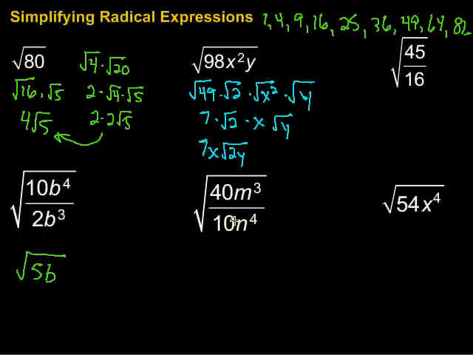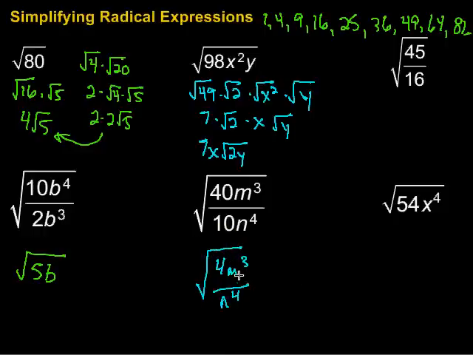Okay? Let's go down here to try this one. Again, the first thing I want to do is try and simplify within the square root. If I can, I should start there. So I have 40 over 10. Well, 40 over 10, that's just going to simplify to be 4. So I have the square root of 4m to the third over n to the fourth. Okay, and that's all under the square root yet.